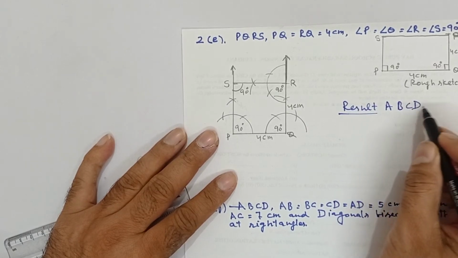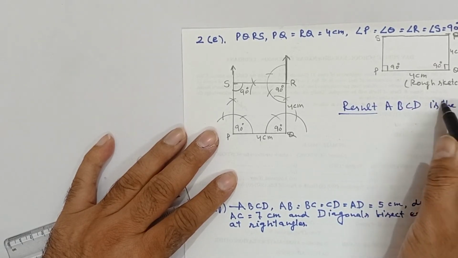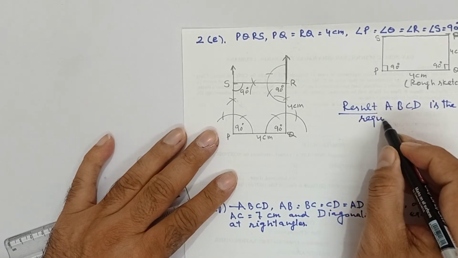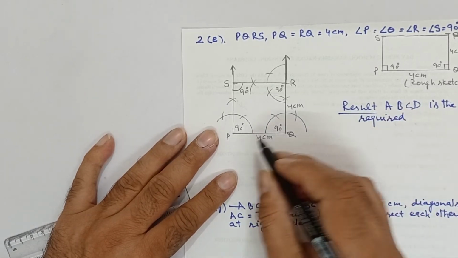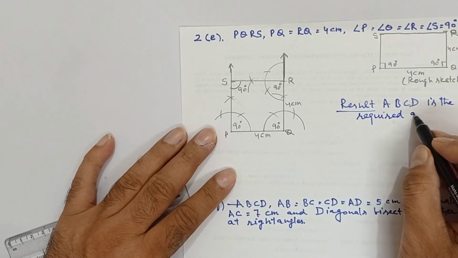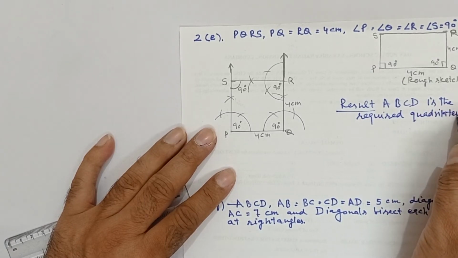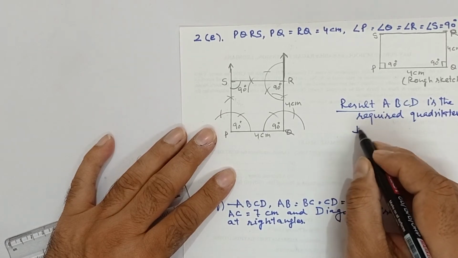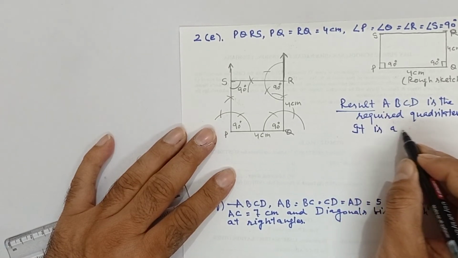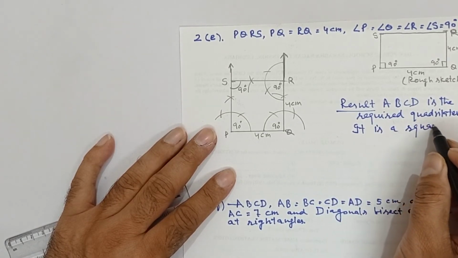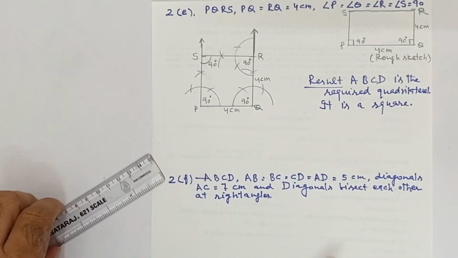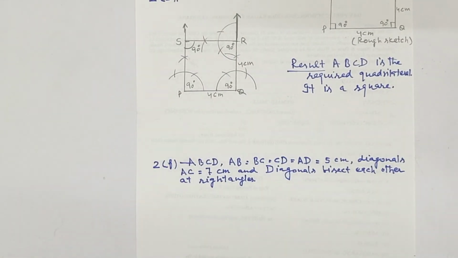ABCD is the required quadrilateral. Although he had given in the beginning two sides equal, now when we have made it, all the sides have come out to be equal. ABCD is the required quadrilateral. It is a square, because it is satisfying all the properties of square.